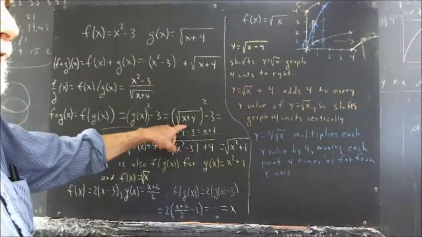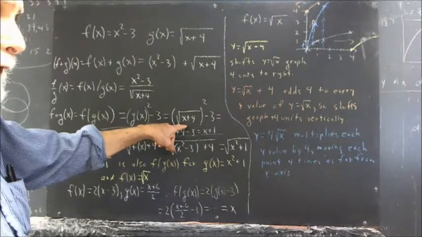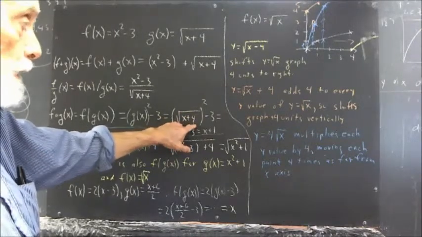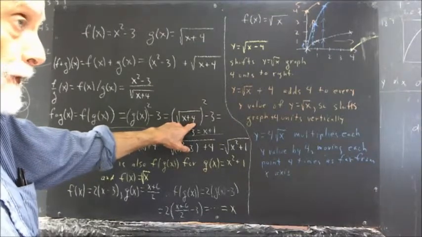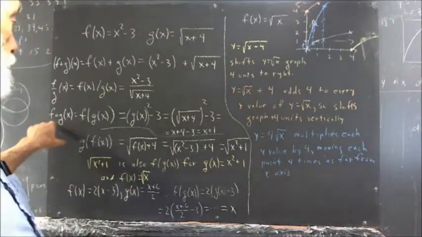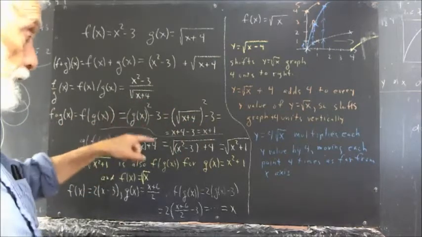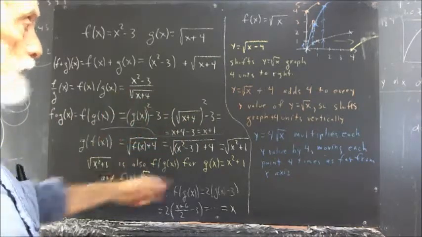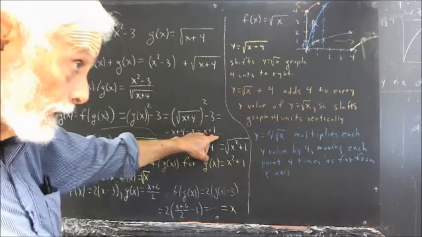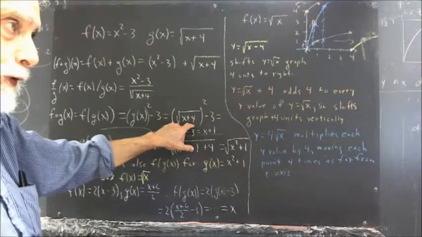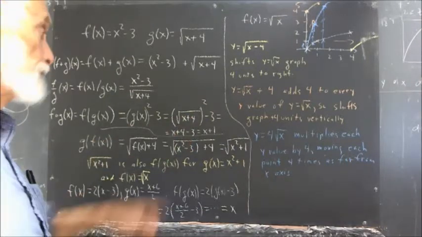This function is only defined if x is greater than or equal to negative 4, because you have to have a non-negative quantity under here. So the domain of this function is restricted, and that restricts the domain of your whole composite. You can't do the composite that we indicate here if x is less than negative 4. Even though you could do x plus 1 if x is less than negative 4, you can't do g of x if x is less than negative 4.